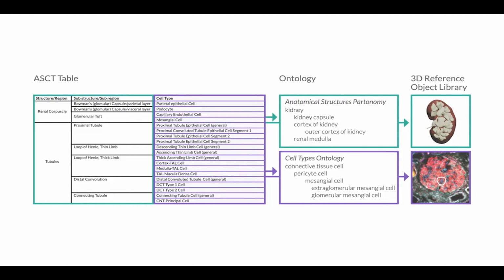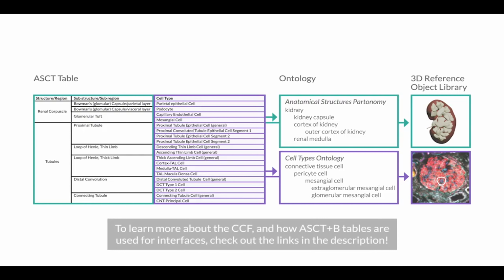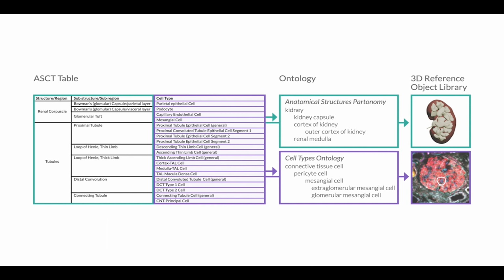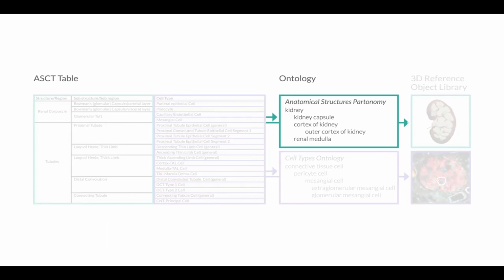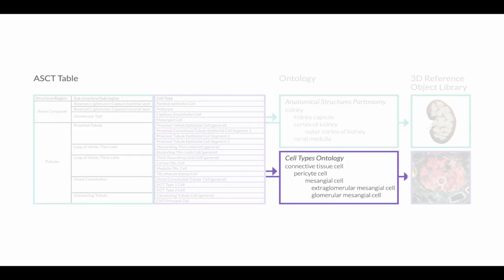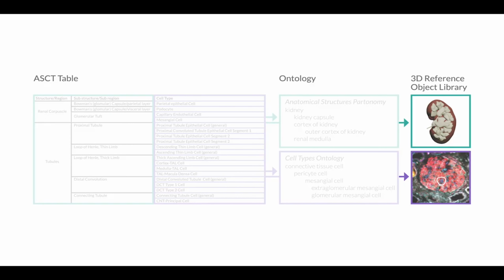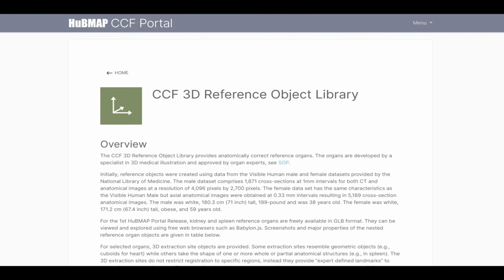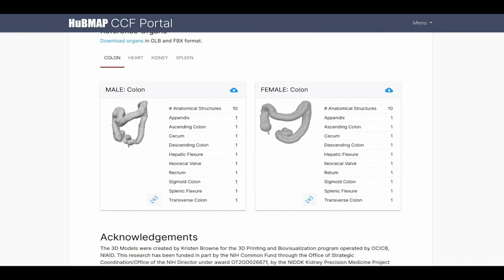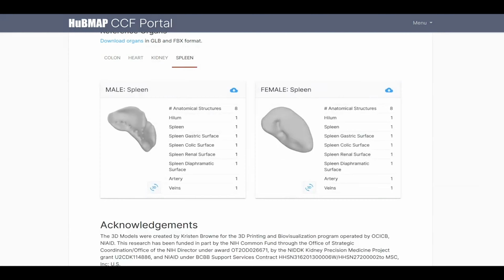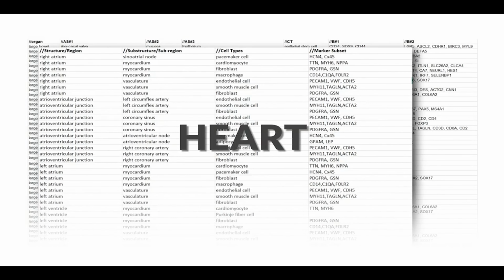ASCT plus B tables are used to design HubMap's Common Coordinate Framework, or CCF. Specifically, they're used to develop anatomical structure partonomies and cell type typologies in support of semantic search. The tables are also used to design semantically annotated 3D reference organs in support of spatial registration, mapping, and exploration. As new cell types and biomarkers are discovered, the tables will need to be expanded.